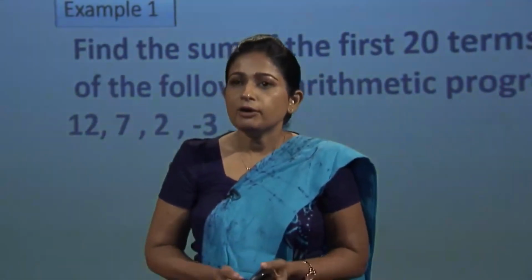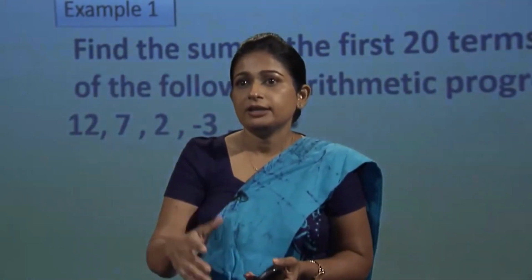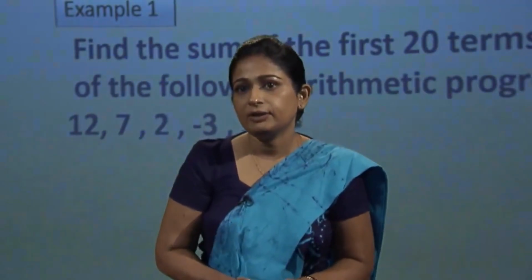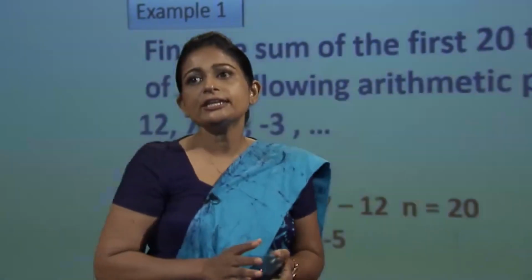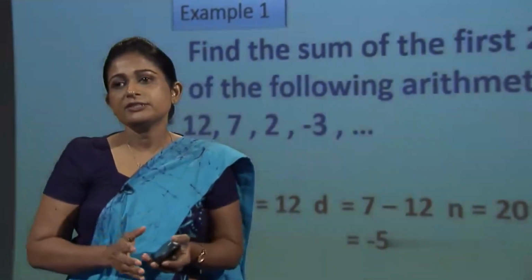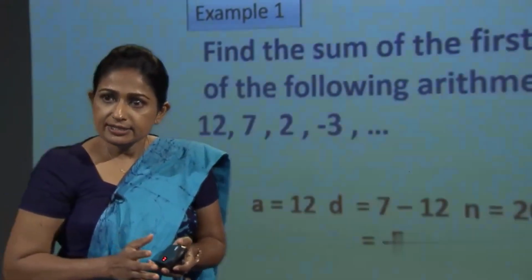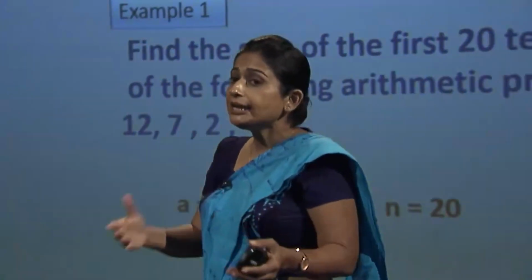To do that, I am going to write the data given here. First term is 12. Common difference: how do we find it? We have to select 2 consecutive terms and get the difference between them, subtracting the previous term from the next term. So, here 7 minus 12, then we get minus 5. Then we have to find the sum of the first 20 terms, so first 20 terms means n is 20.